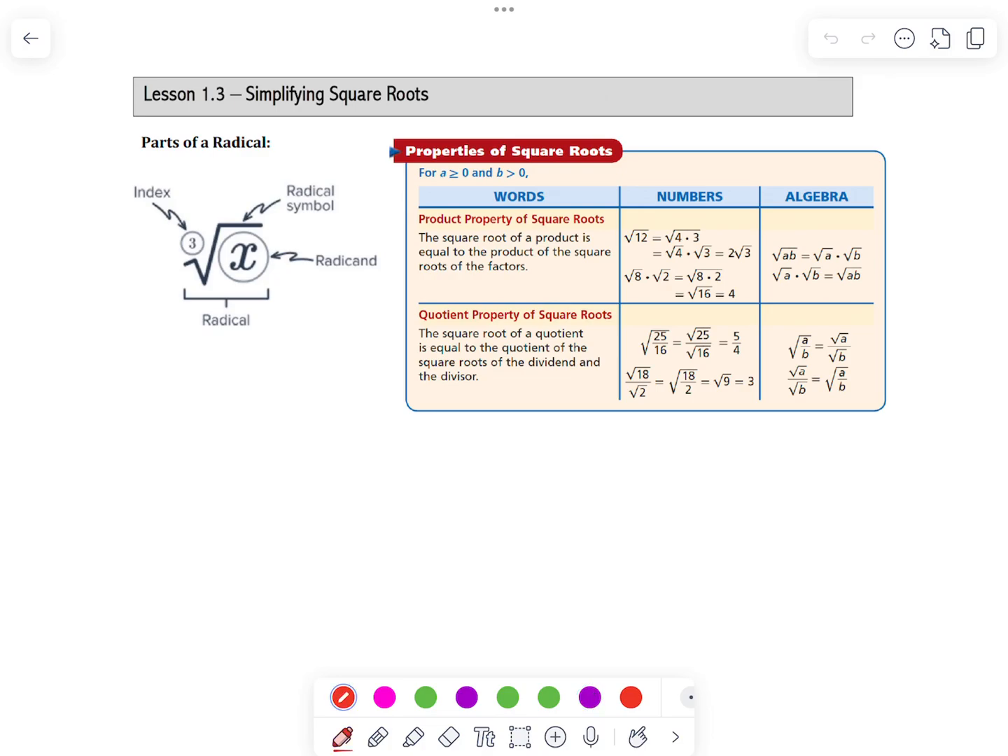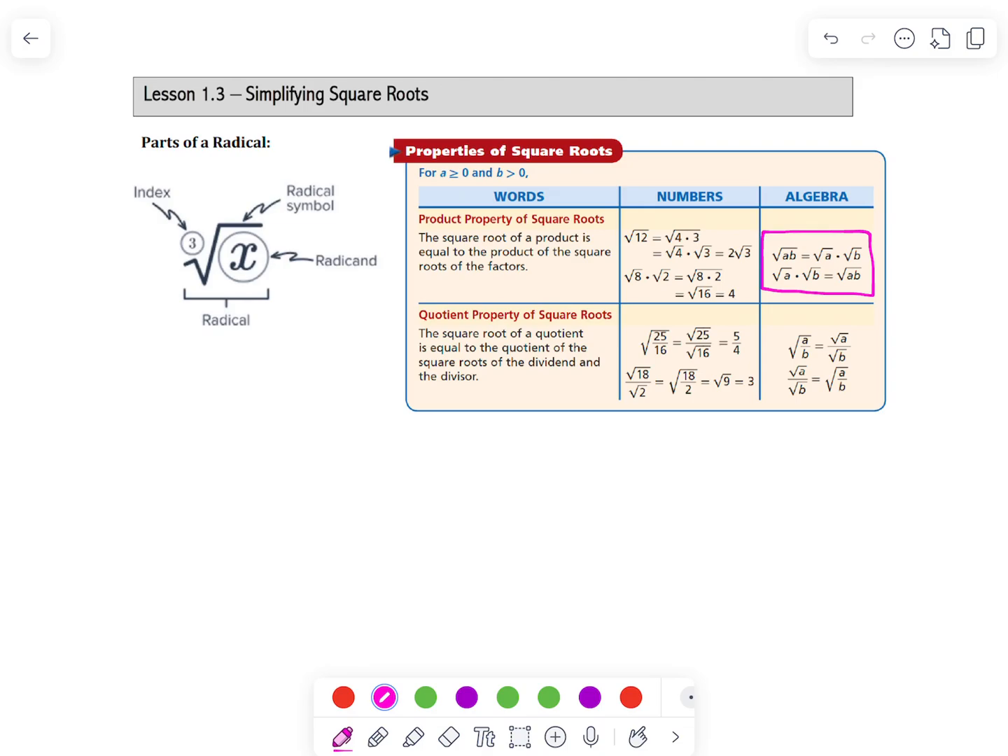So there's some examples below here. When you have the square root of 12, you can break it down into the square root of 4 times the square root of 3. And then the square root of 4 is a perfect square, so you get 2 square roots of 3. There is the rule. I'm going to go ahead and have you highlight here. You can either separate them out into 2 separate radicals or combine them back together.